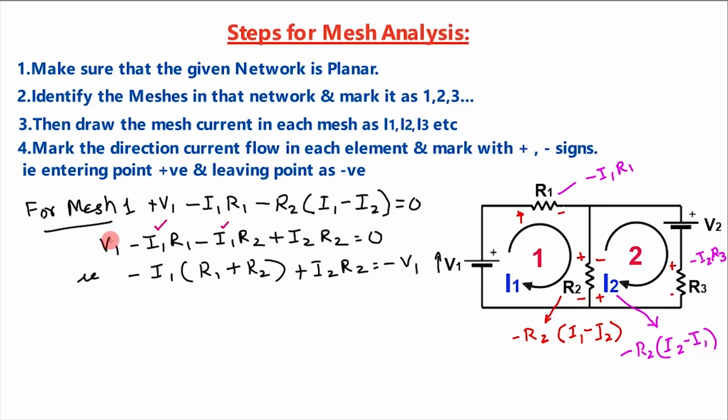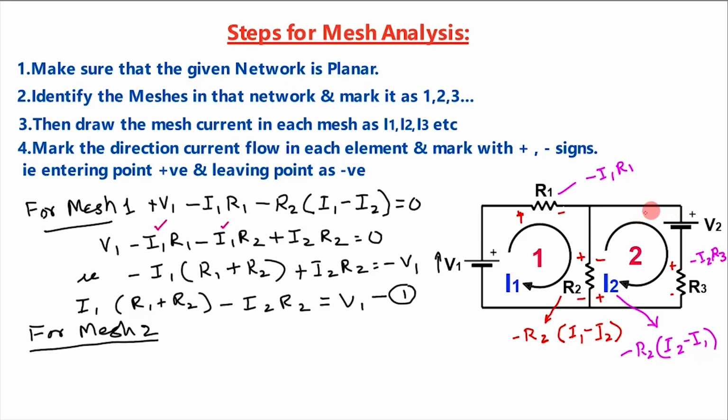When we are bringing this V1 to the right hand side, changing the sign, I1 into R1 plus R2 minus I2 into R2 is equal to V1, which is equation 1. Similarly for mesh 2, in V2, current I2 is flowing from positive to negative, that is a fall in potential, minus V2, then R3 plus to minus, that is a voltage drop, minus I2 into R3.